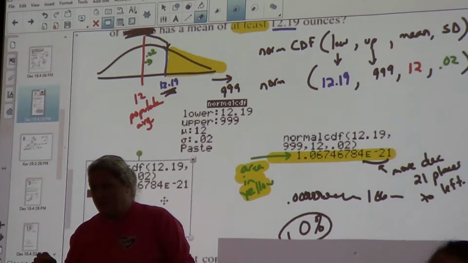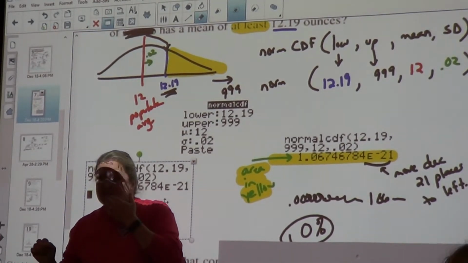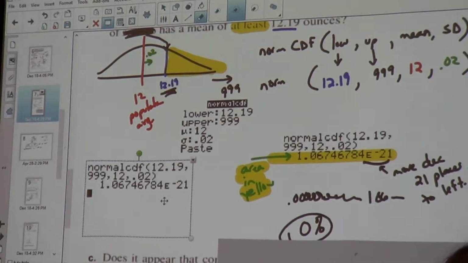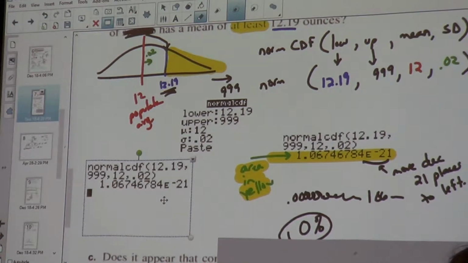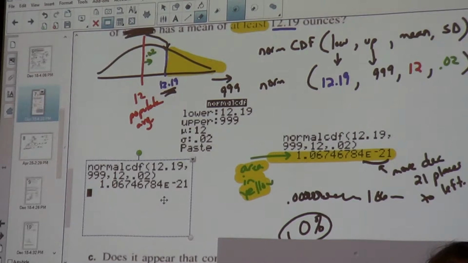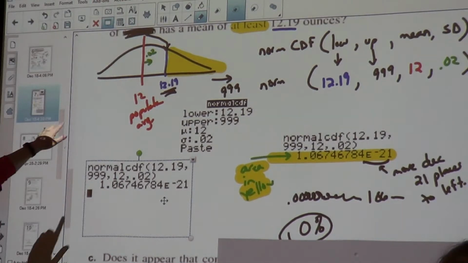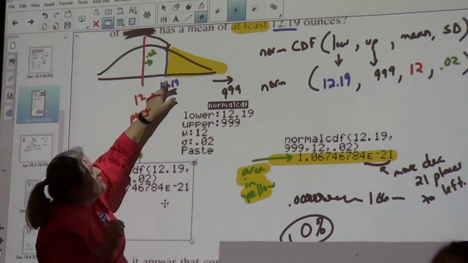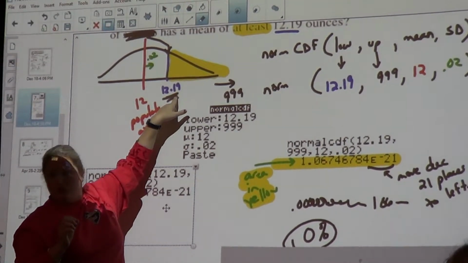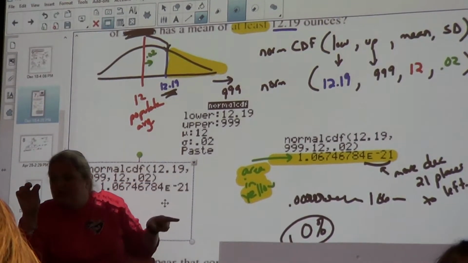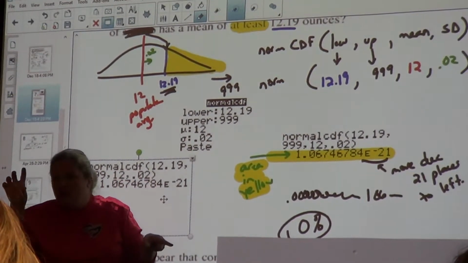You with me? So what is the probability? What are the chances that we get a 12-ounce Coca-Cola with 12.19 ounces in it? It ain't gonna happen. We may get 12.03, 12.05, but we ain't gonna get 12.20 ounces. Y'all with me? They gonna give us just a little jug, but they ain't gonna give us a swallow.